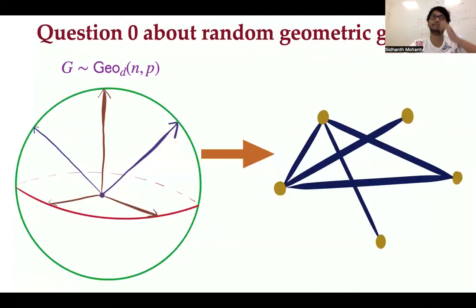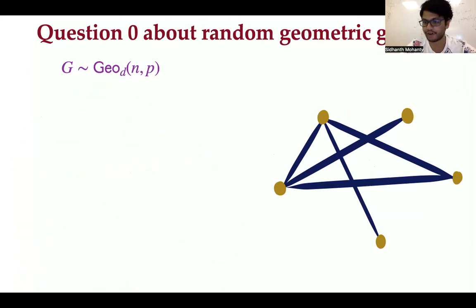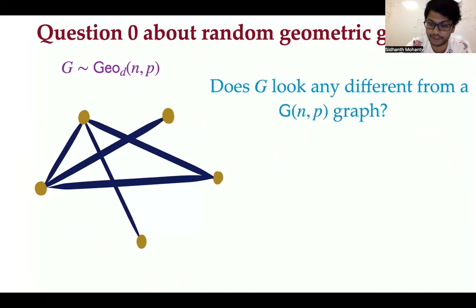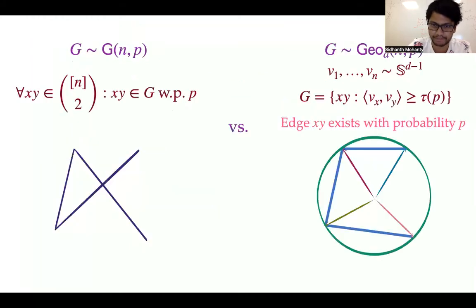Okay, but now we've defined this new model of random graphs. We want to study its properties. But question number 0, the first question that we would like to answer about random geometric graphs is the following. Is this graph actually any different from a completely random Erdős-Renyi graph? So in particular, we got these vectors. The vectors gave us a graph. Okay, now we've forgotten about the vectors. We only have a graph. Is this graph faithful to its underlying geometry? Does it look any different from an Erdős-Renyi graph, which we're going to call G(n,p)?